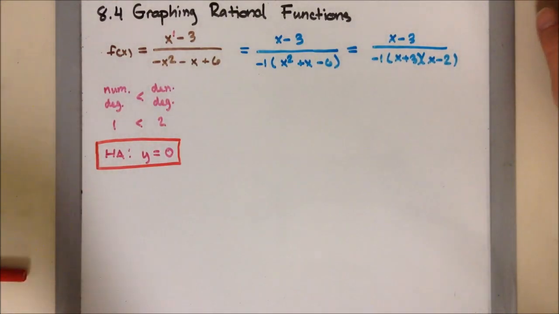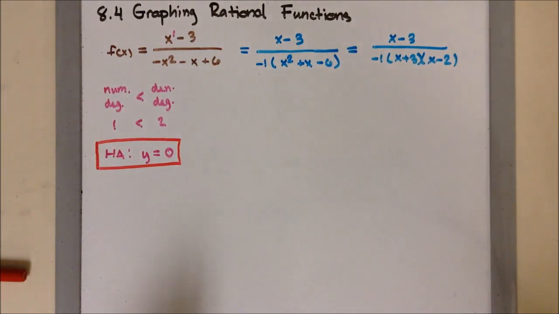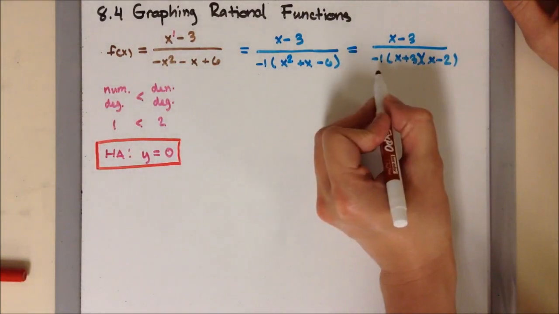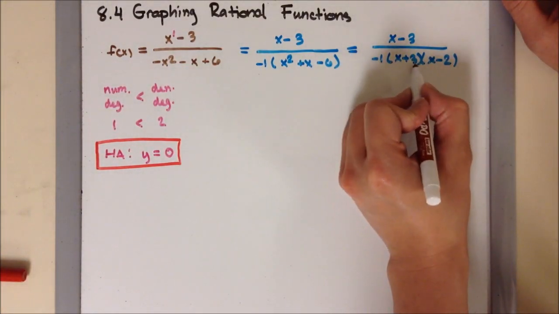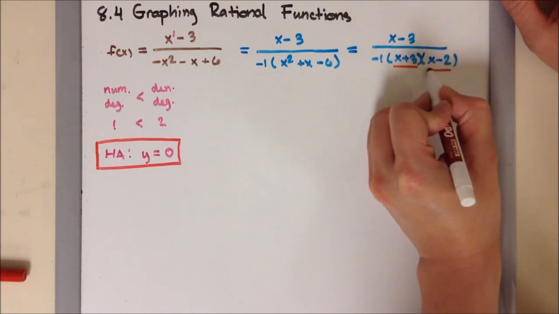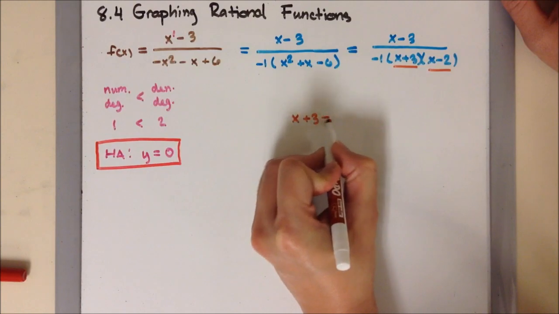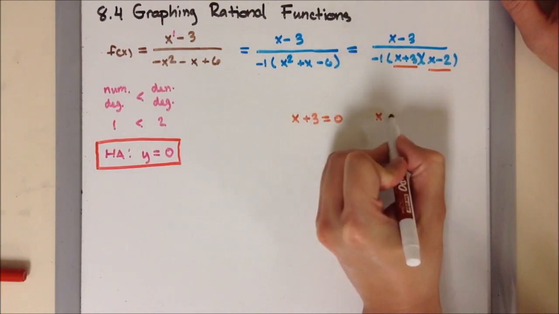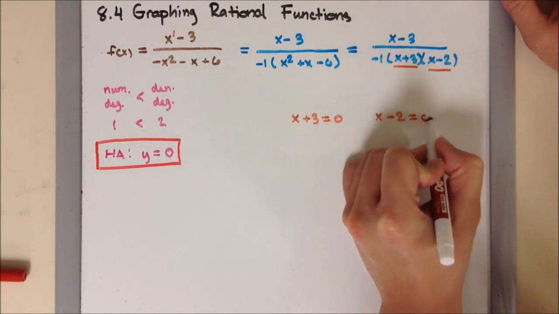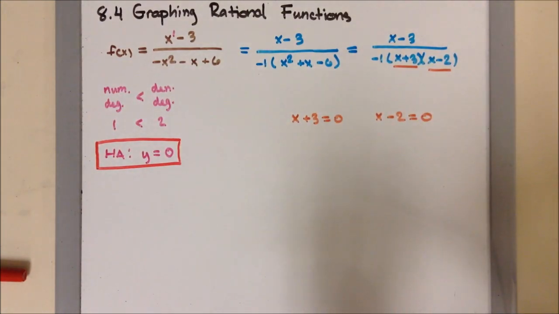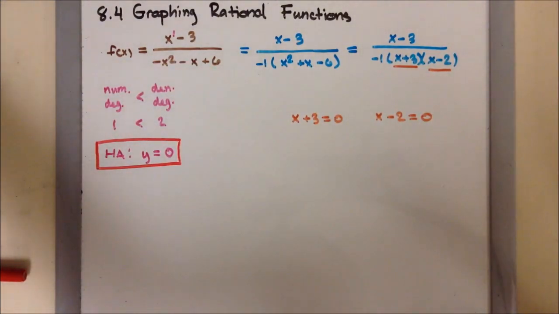Step 2 is you set factors with variable equal to 0. So the only factors I have in the denominator with variables are x plus 3 and x minus 2. So I'm going to set x plus 3 equal to 0 and x minus 2 equal to 0. Then we're just going to solve for the variable, which is step 3.